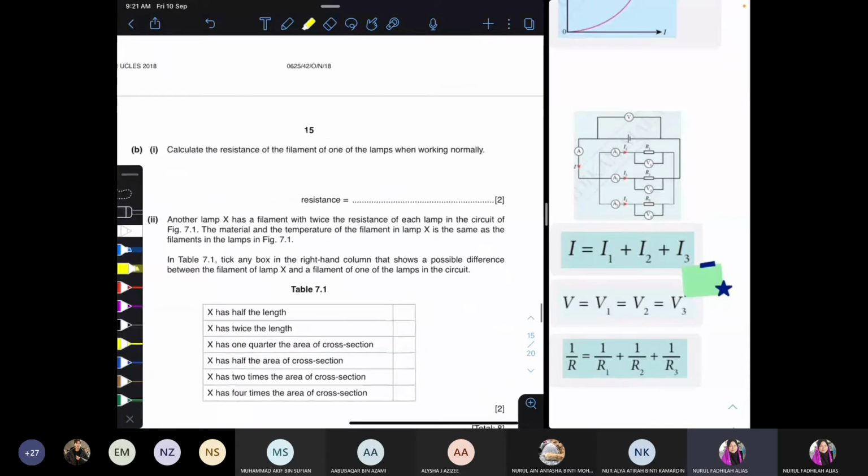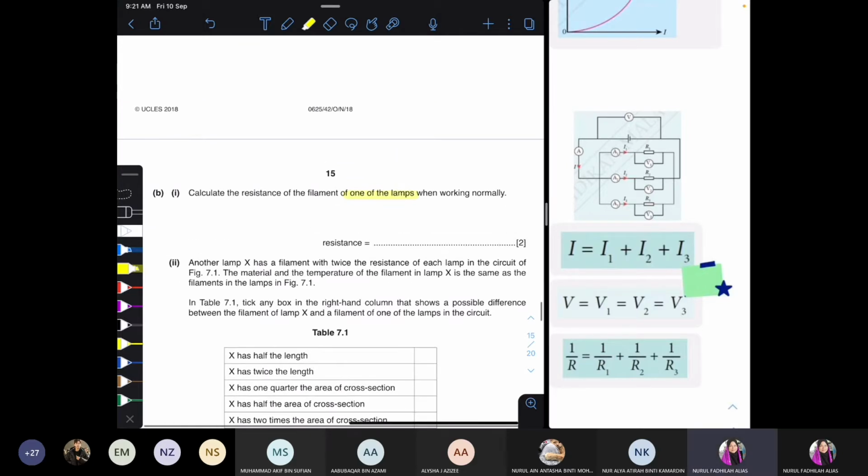Okay, yang ni calculate the resistance of the filament of one of the lamps. Okay, baca betul-betul. Dia bukan nak effective resistance, dia bukan nak total resistance. Dia nak the resistance of one of the lamps. Jadi, what should you do? Okay, kat sini berapa markah? 2. So, what do you think the 2 marks are for?